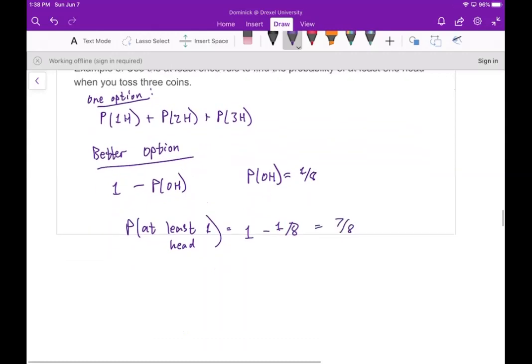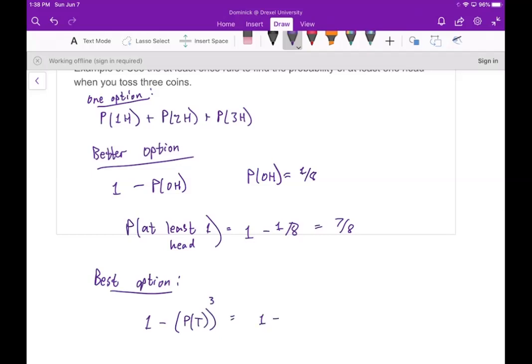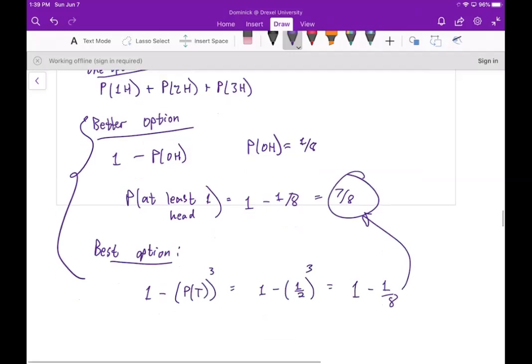Now, an even better option, so the best option that we could do, is 1 minus the probability of tails to the third, because we're tossing 3 coins. So what we would do is 1 minus the probability of getting a tail anytime, which is 1/2, raised to the third, so we would get 1 minus 1 over 8, which would also give you the 7/8 that way as well. All right. So when it comes to calculating these at least once probabilities, use one of these 2 options.